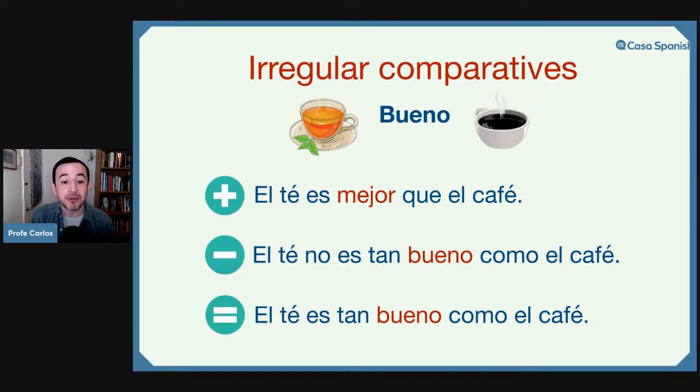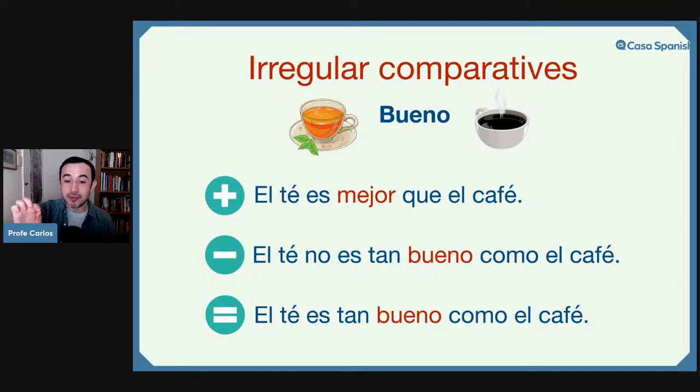Now, inferiority. El té no es tan bueno como el café. Okay, so be careful with that como. El té no es tan bueno como el café. Tea is not as good as coffee. That's what we're saying. And igualdad, equality. El té es tan bueno como el café. Tea is as good as coffee.